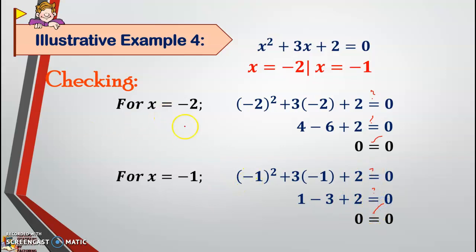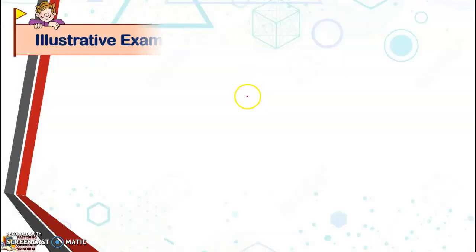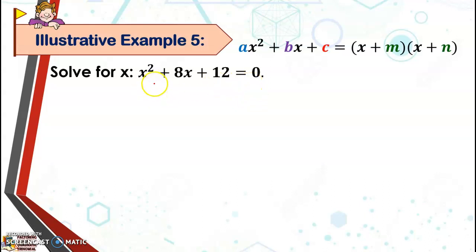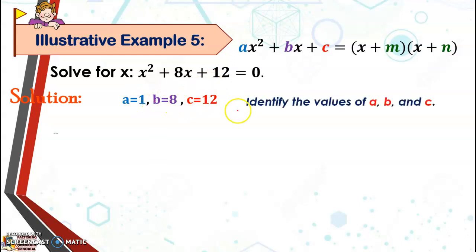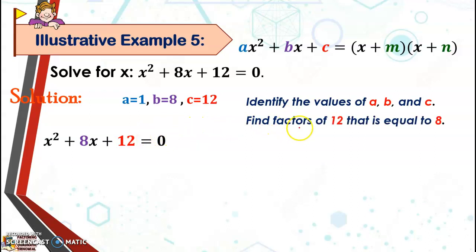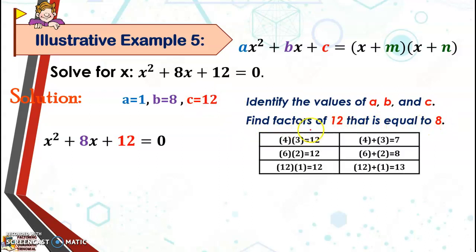Right? So this means that the solution is true and correct. Next example, x squared plus 8x plus 12. Again, we identify the a, b, and c, right? And find the factors of 12, since our c here is 12, with the sum of 8.